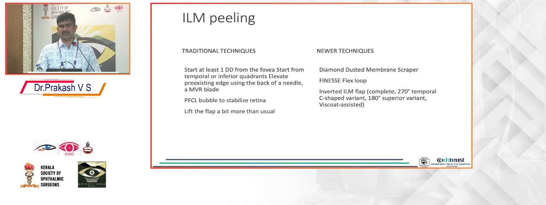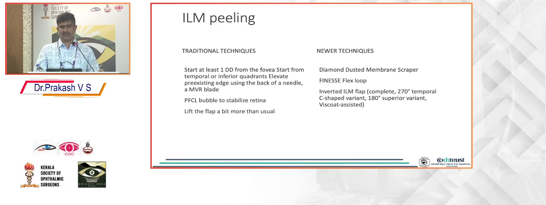Mainly one thing, it is difficult to visualize. Second thing, your own instrument will block the view. While you are operating, you cannot see what is happening under your instrument. So it is better to start from the inferior or temporal quadrant so that you can see it better. And when you have to use an inverted flap or something, the flap usually goes away.